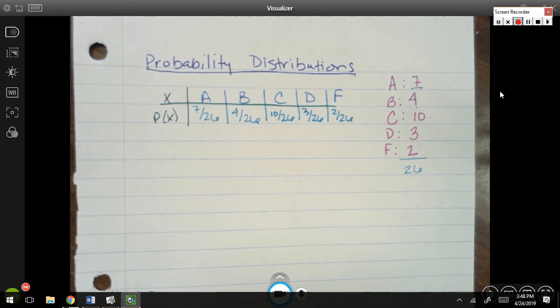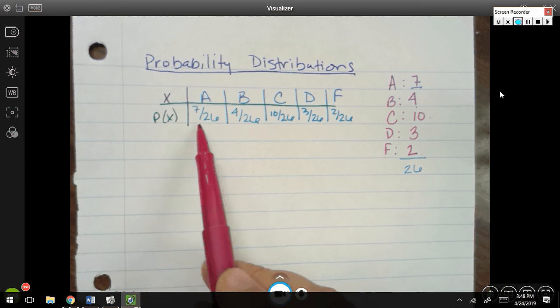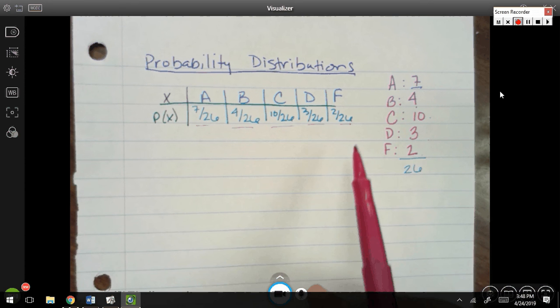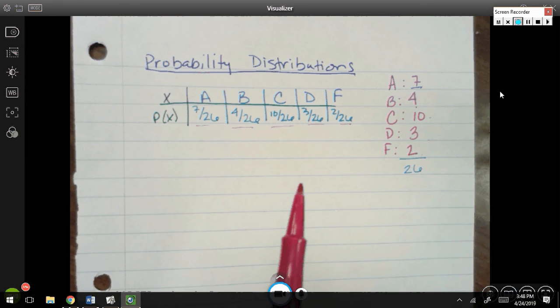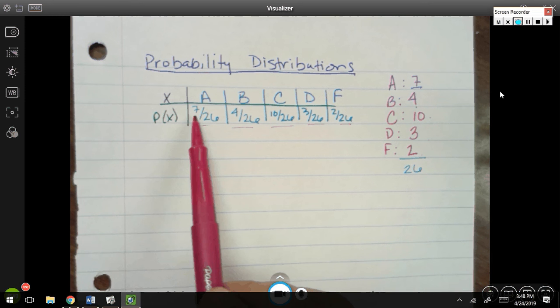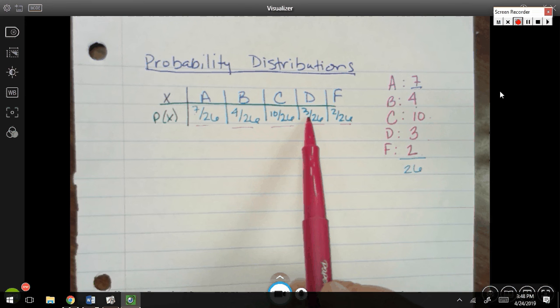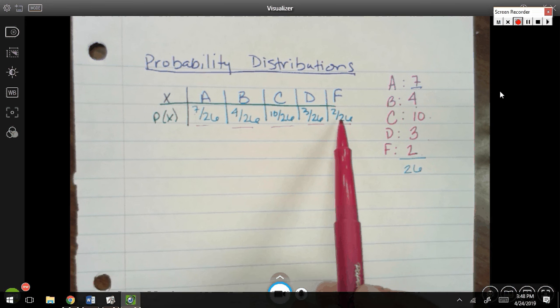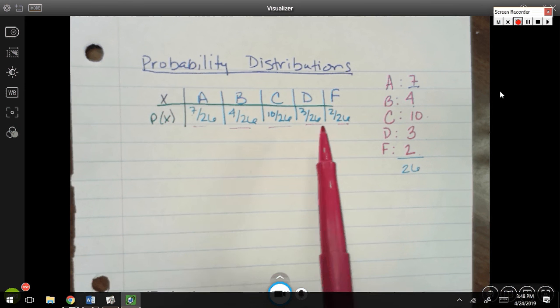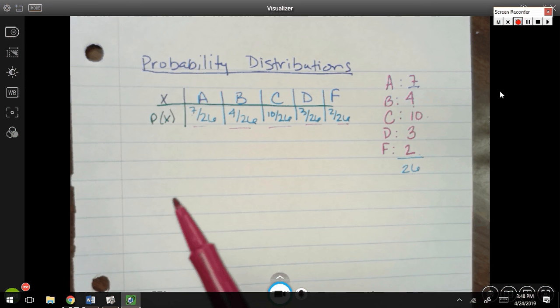Okay, and I'm not simplifying these fractions just yet, because I really want you to see that all of these probabilities are positive. That's good. And additionally, if I added together 7 plus 4 is 11, plus 10 is 21, plus 3 is 24, plus 2 is 26, I would get 26 over 26, which we know to be 1. So it does satisfy those requirements of a probability distribution.